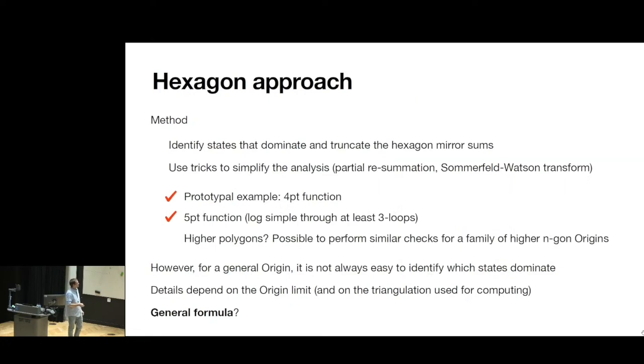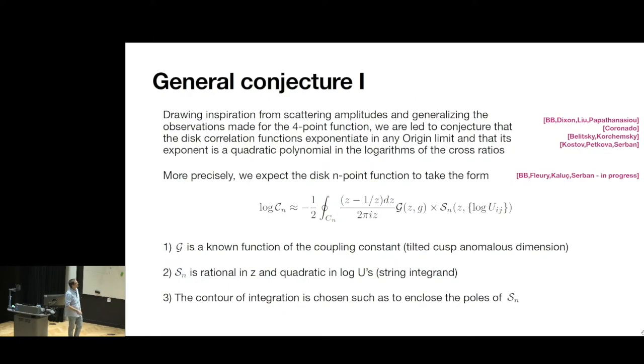So what is this conjecture? This is where we started to speculate a lot. But of course, after speculating, we'll have to do calculations. So here I'll be fast because it takes a while to understand this formula. But what it expresses essentially is how to construct a quadratic ansatz for the log of the amplitude in any origin limit in terms of two building blocks.